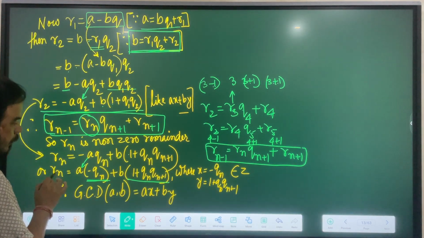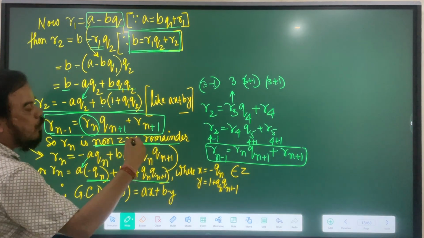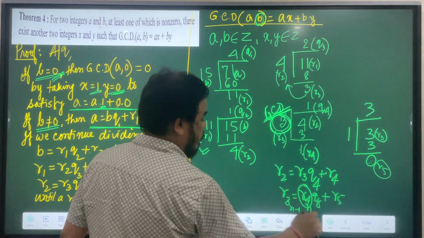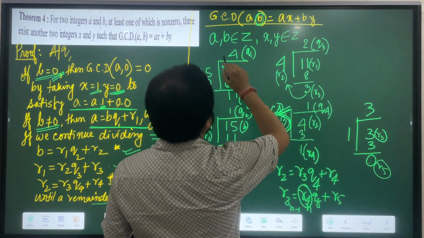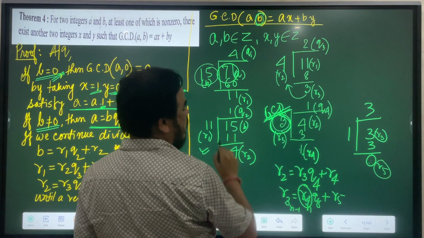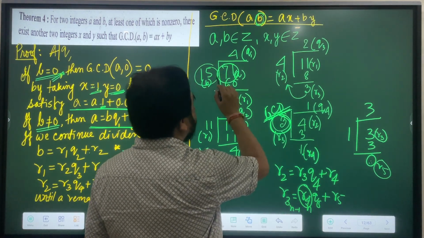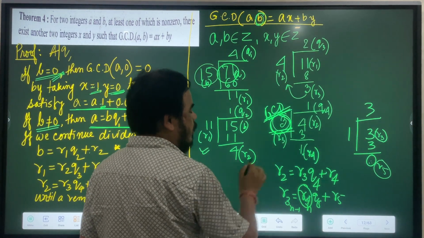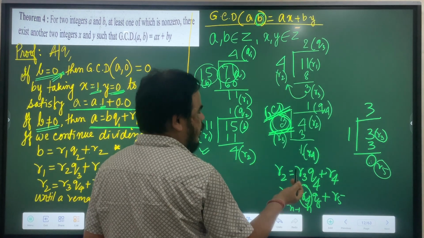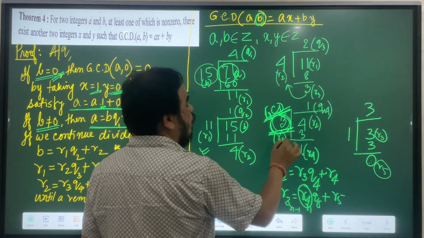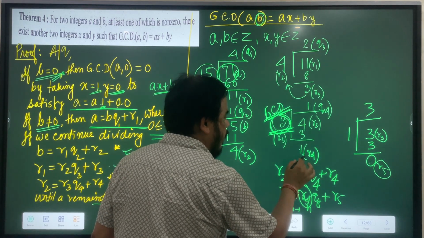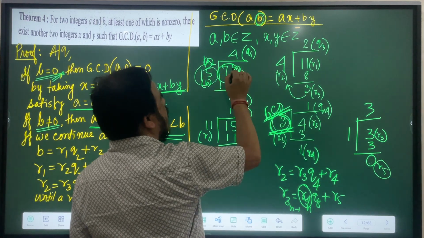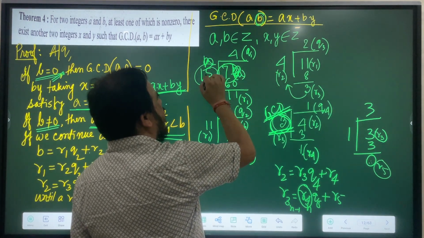What is Rn? Rn is the non-zero remainder. When we get the last non-zero remainder, this is the GCD. For example, GCD of 15 and 71, when we get the last non-zero remainder, this is the HCF or GCD. When we get GCD 3, when we get the last non-zero remainder. This is A, this is B. GCD of A, B is 3.